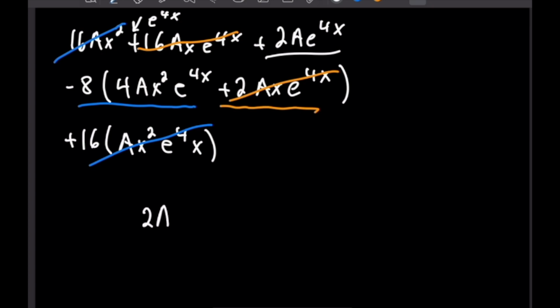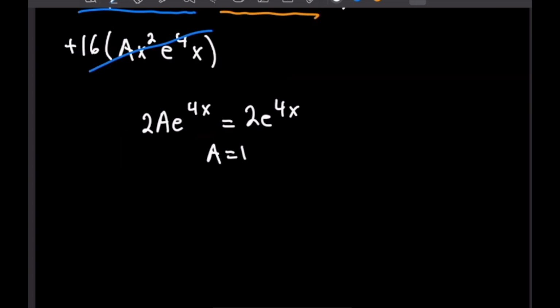So we'll have 2a e to the 4x is equal to the left side of our original differential equation, so 2a e to the 4x is equal to, we had, 2e to the 4x. So that just means a is equal to 1. That gives us our particular solution, y sub p, which was, if you remember, a times x squared times e to the 4x, but our a is equal to 1, so we'll just have x squared e to the 4x. And like I said, if you wanted to solve the corresponding homogeneous equation, where you set the right-hand side equal to 0 and solve, you could write the general solution for this differential equation.